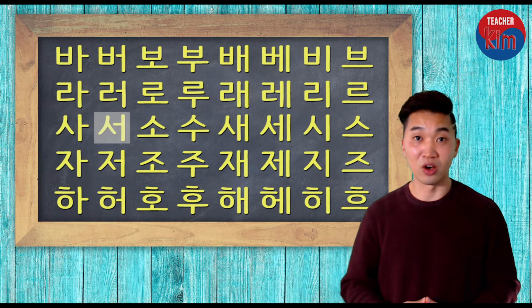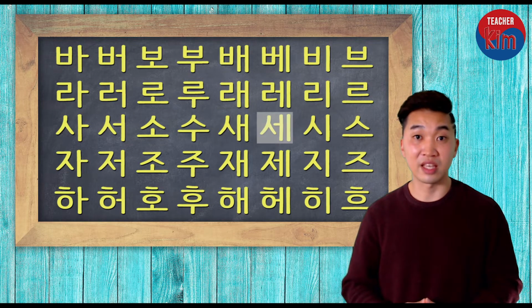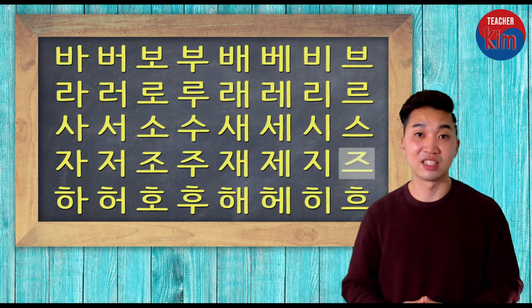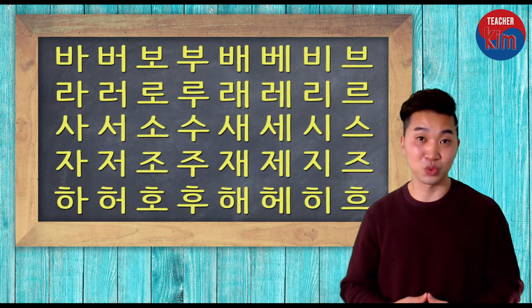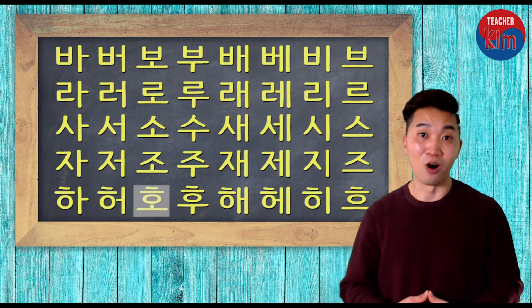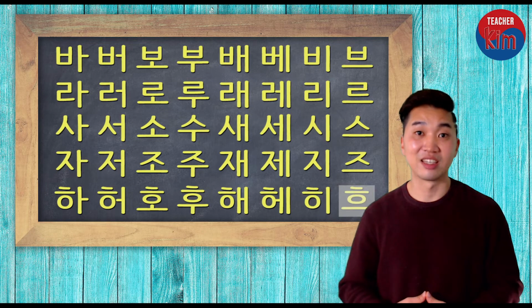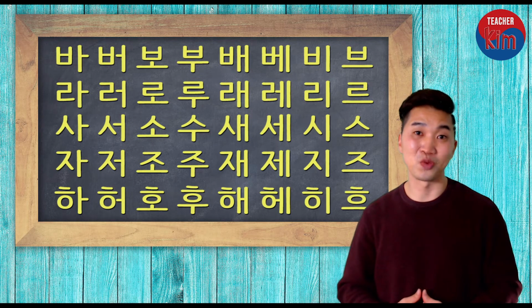사, 서, 소, 수, 세, 시, 스. Next one, 자, 저, 조, 주, 제, 지, 즈. And last one, 하, 허, 호, 후, 해, he, hu. That's it. Well done guys.